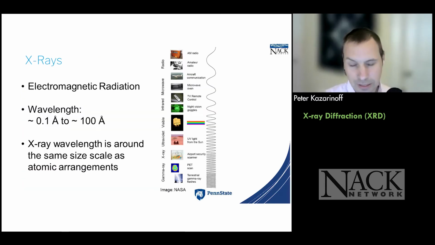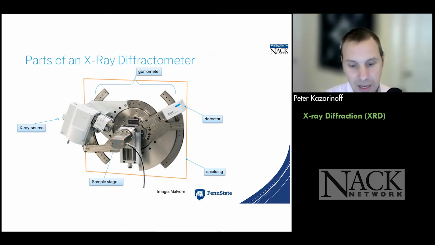X-rays are electromagnetic radiation, with wavelengths from around 0.1 angstroms to about 100 angstroms, an angstrom being 10 to the minus 10 meters. And the X-ray wavelength is around the same size scale as atomic arrangements. So XRD can give us information both about chemical composition, but also about atomic arrangements, things like lattice parameters or crystal structure type.